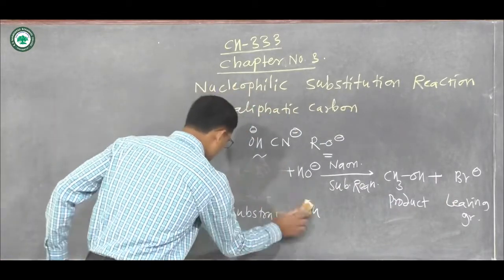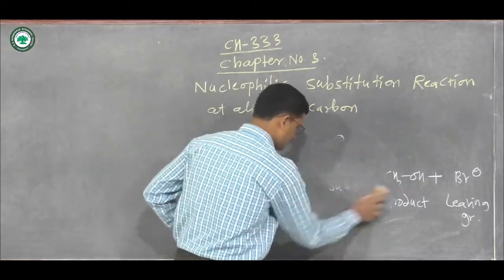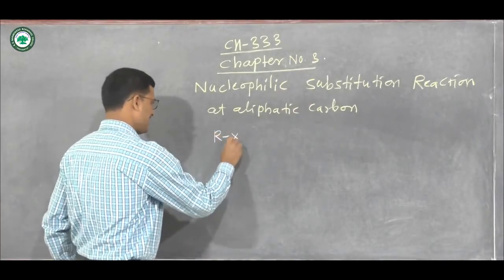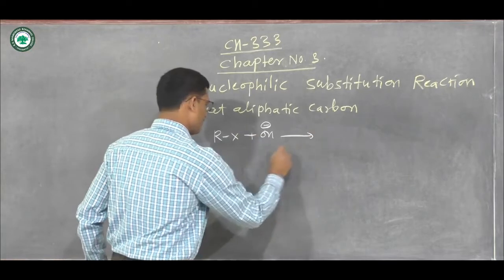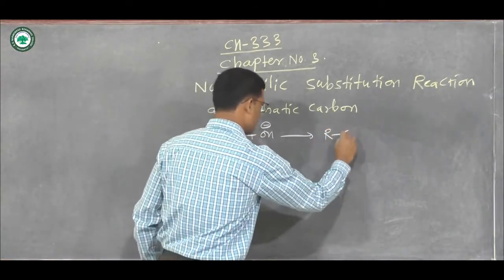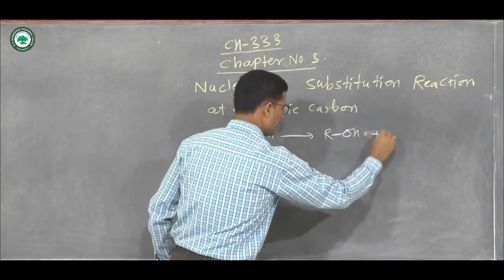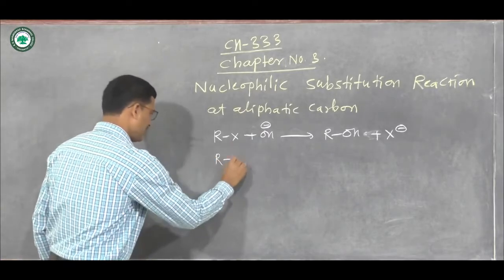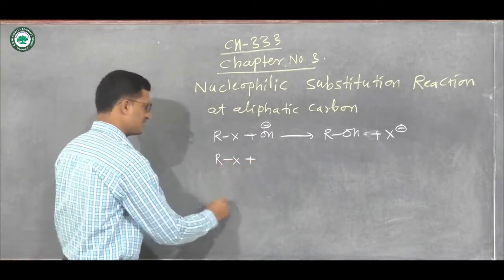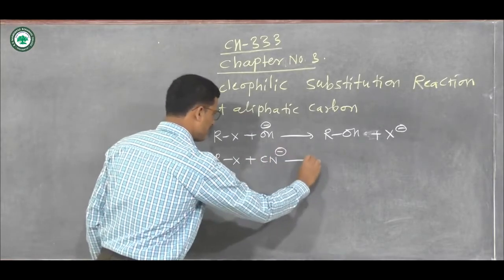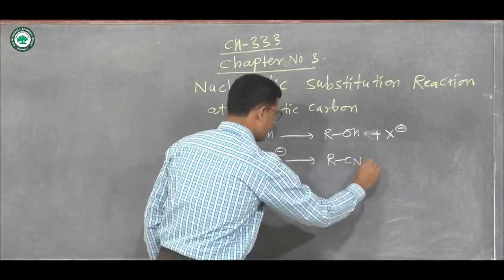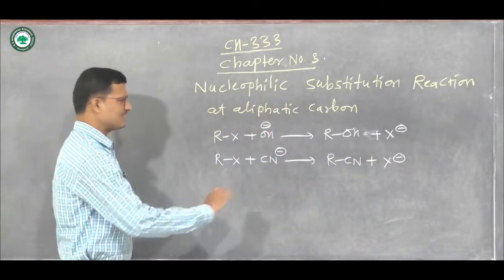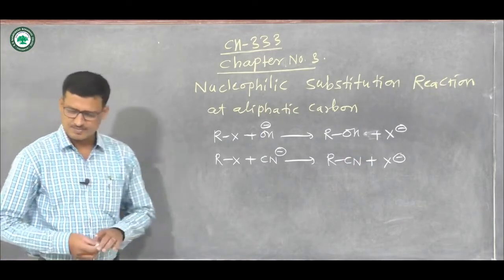There are various examples of the substitution reaction, and here we take RX as your substrate or alkyl halide, then OH minus is your nucleophile. There is formation of alcohol, and X minus is your leaving group. When we change the nucleophile, you take RX or alkyl halide as your substrate, CN minus as the nucleophile, then formation of RCN, and X minus is nothing but the leaving group. So there are so many examples of nucleophilic substitution reactions.